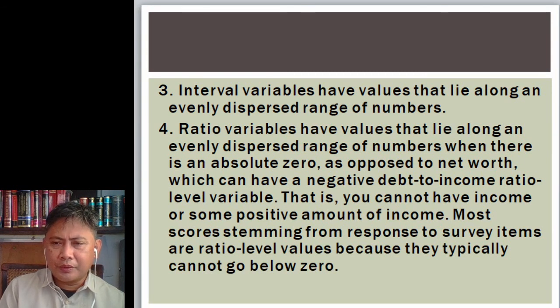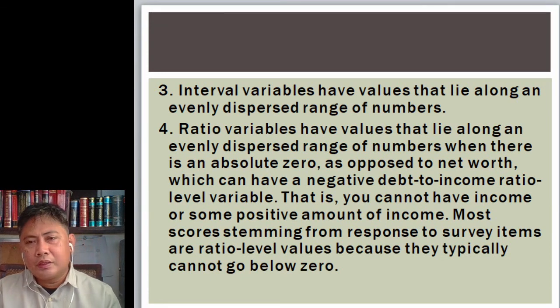Net worth is computed by the value you get if you subtract the deductions or the debt from the gross income. The fourth one, the highest level of variable, is what we call the ratio variables. We have values that lie along an evenly dispersed range of numbers where there is an absolute zero, as opposed to net worth, which can have a negative value. Income, for example, is a positive amount. Most scores stemming from responses to survey items are ratio level values because they typically cannot go below zero.